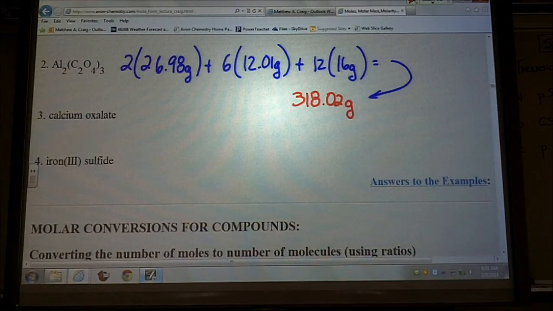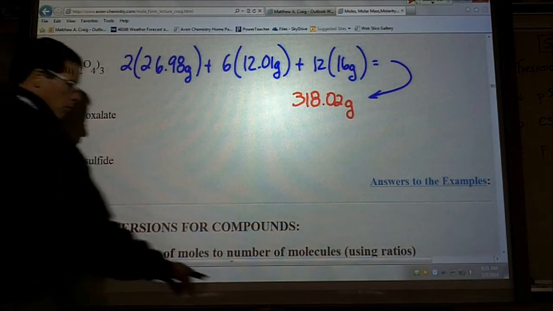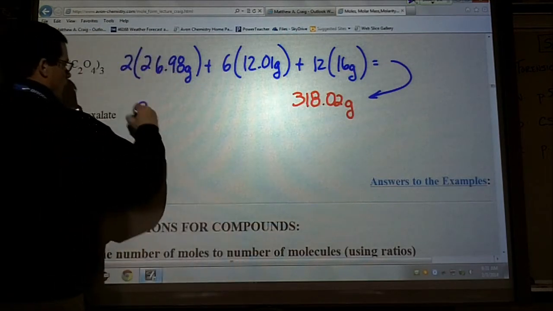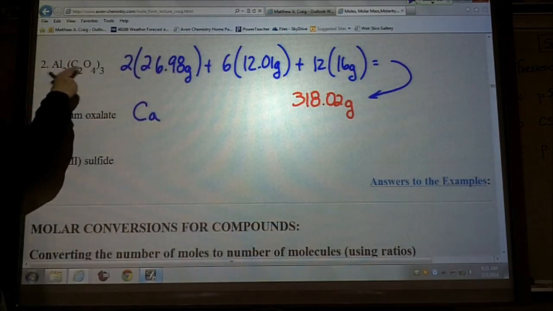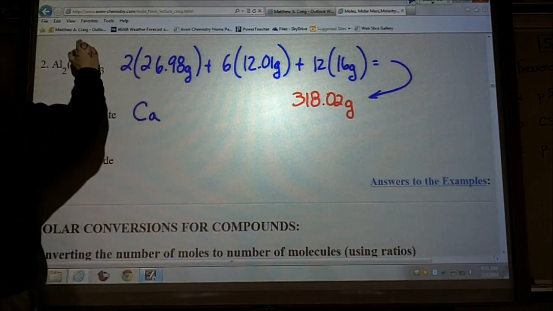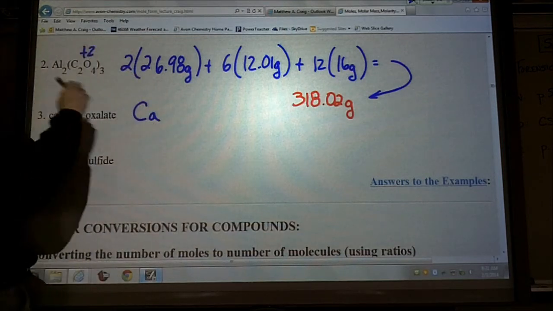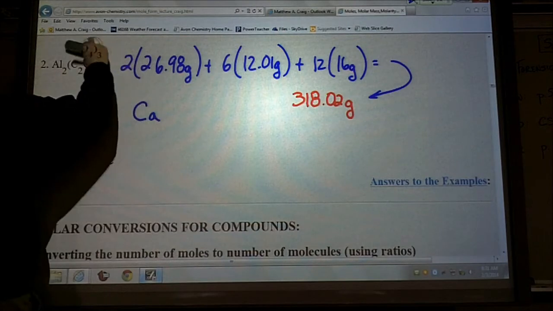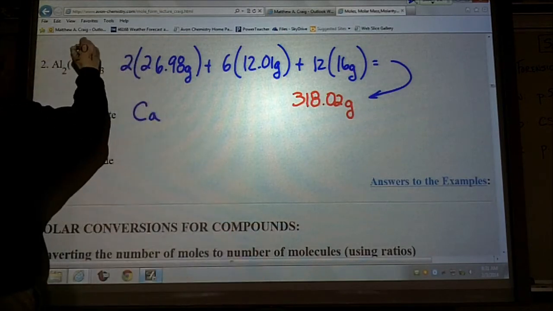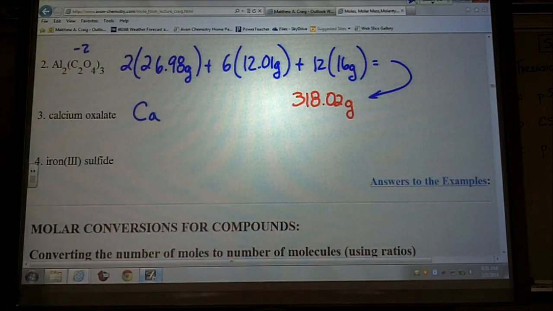Oxalate's not one of your 52, but what is calcium? Ca. And oxalate is C2O4, and oxalate has a -2 charge. So how would I write calcium oxalate if oxalate has a -2 charge? What's the charge on calcium?